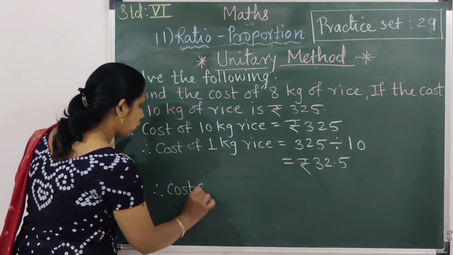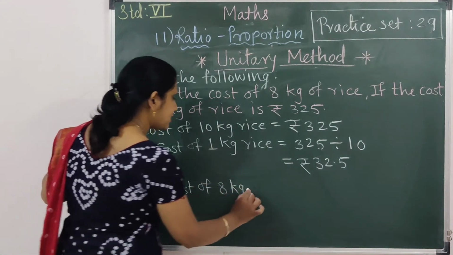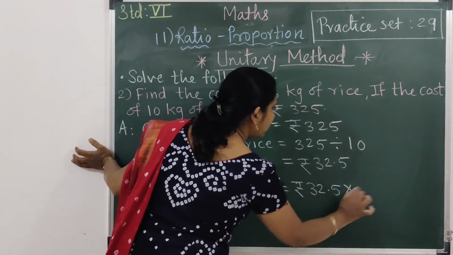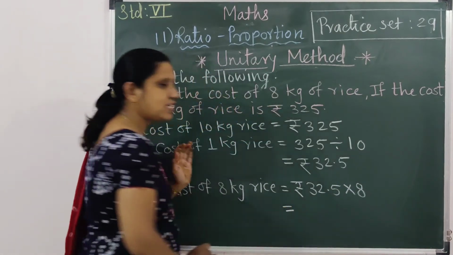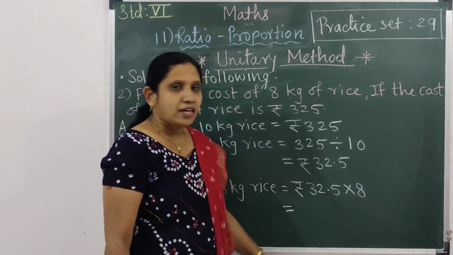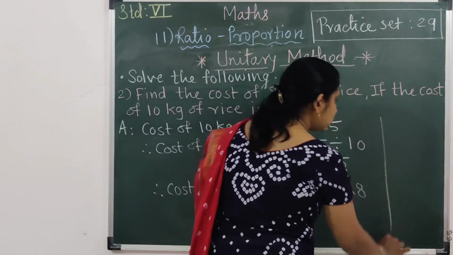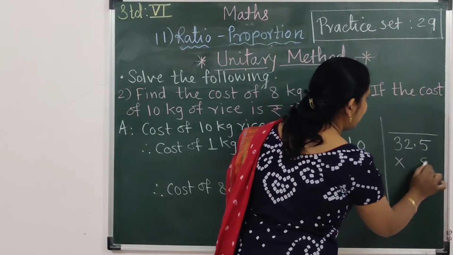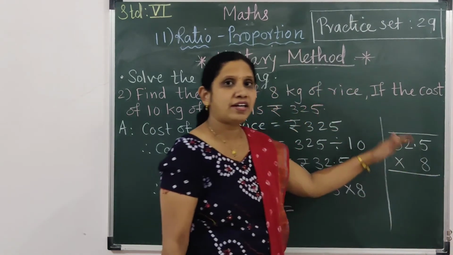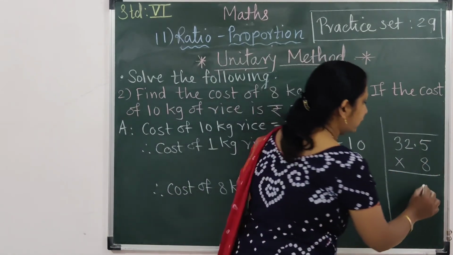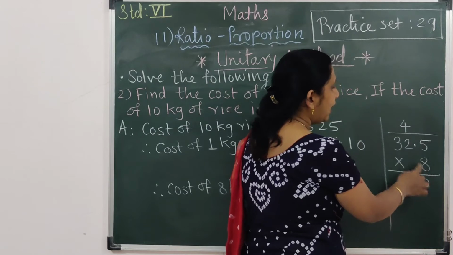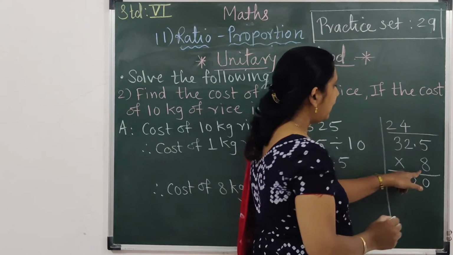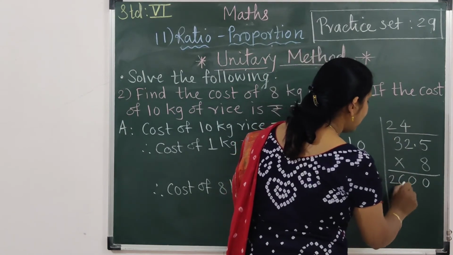Now it is very simple to find the cost of 8 kg of rice by doing multiplication. Therefore, cost of 8 kg rice is equals to rupees 32.5 into 8. Alright. So this is equals to. Now directly we cannot multiply. So you can multiply actually 32.5 into 8. Why am I drawing this line? To write the carryover. Now 8 5s are 40. Write here 0, carry 4. 8 2s are 16 and 4, 20. So write here 0, carry 2. 8 3s are 24 and 2, 26.